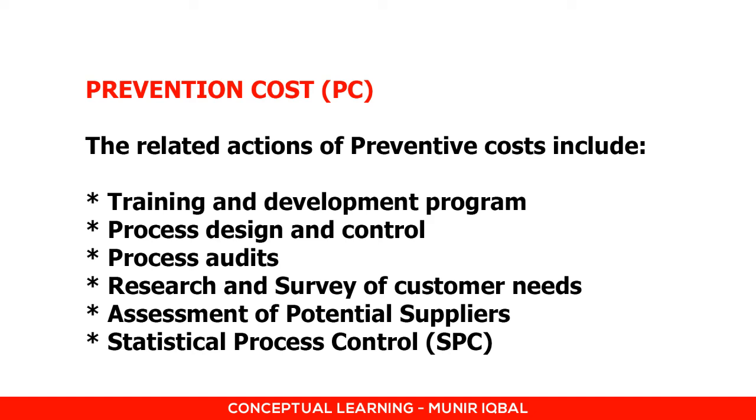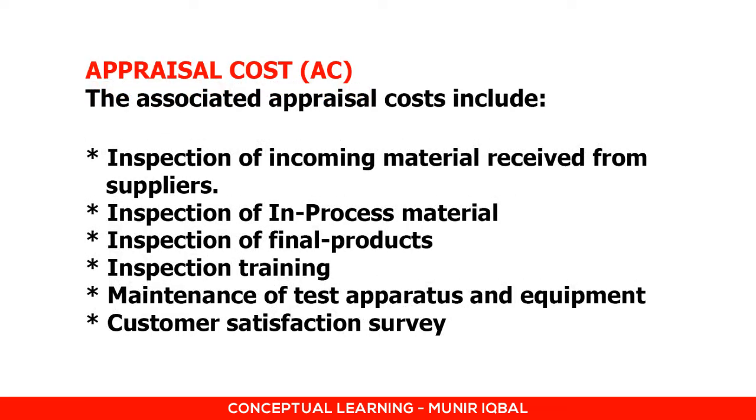Second cost component is appraisal cost. Companies incur appraisal cost to ensure that products or services being produced are in conformance with regulatory requirements and are in accordance with customer satisfaction and requirements. The associated appraisal cost includes inspection of incoming material received from suppliers, inspection of in-process material, inspection of final products, inspection training, maintenance of test apparatus and equipment, customer satisfaction survey.